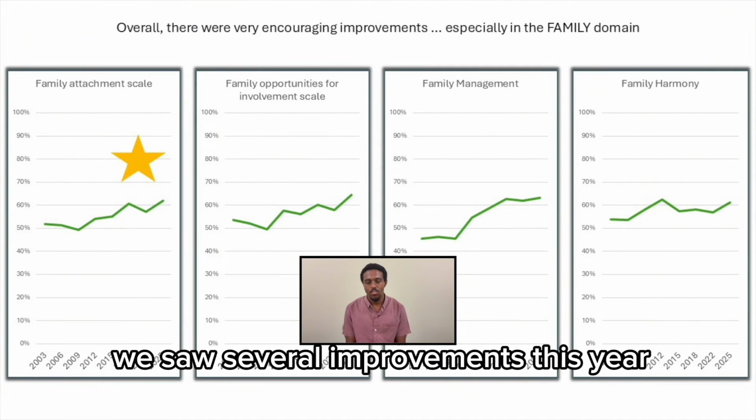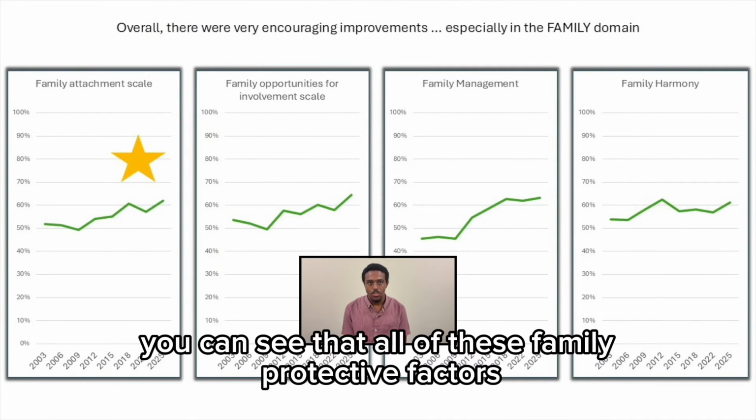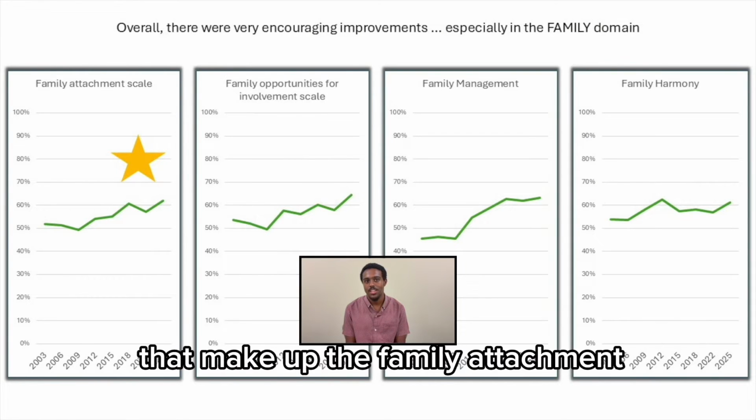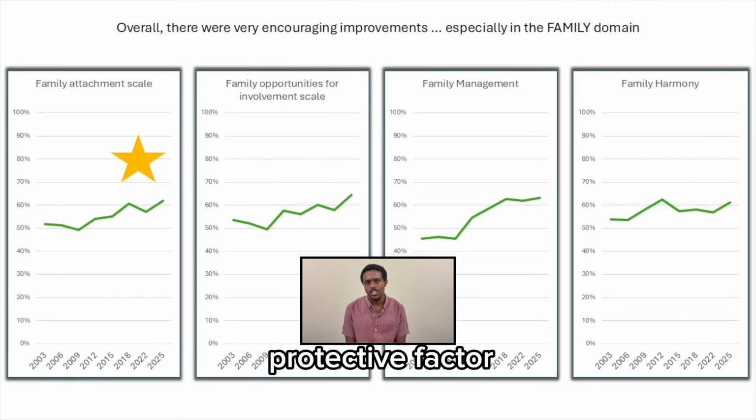I'll be talking more about family attachment and protective factors. We saw several improvements this year. You can see that all of these family protective factors got better in 2025. In the next slide, you'll take a closer look into the questions that make up the family attachment protective factor.